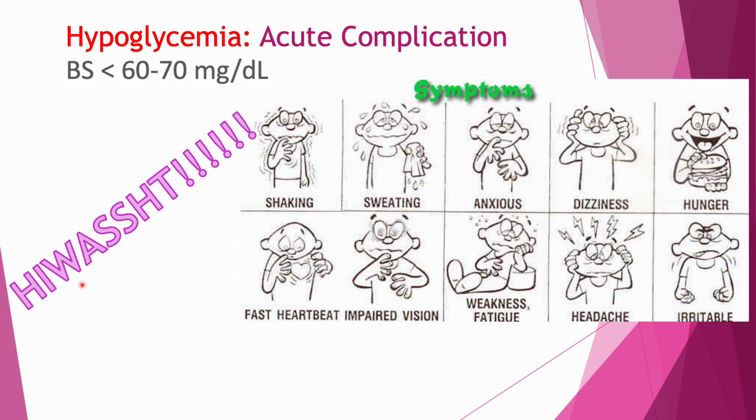W means you're weak. Person gets weak because there's no energy. A, anxiety. S, shakiness. The next S is sweat. The next H is a headache. And then the last T is for tachycardia, so fast heartbeat. They can also get dizzy or have impaired vision. So just remember HIWASHT.